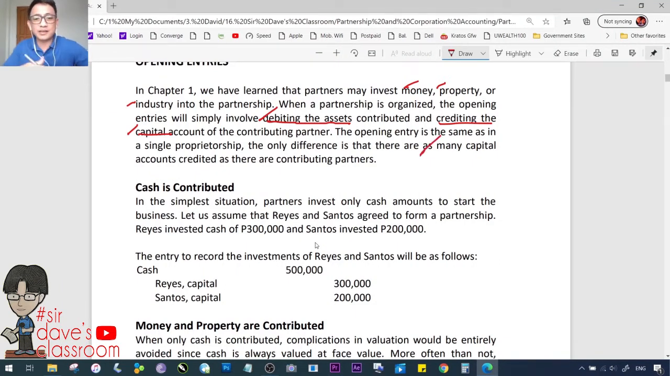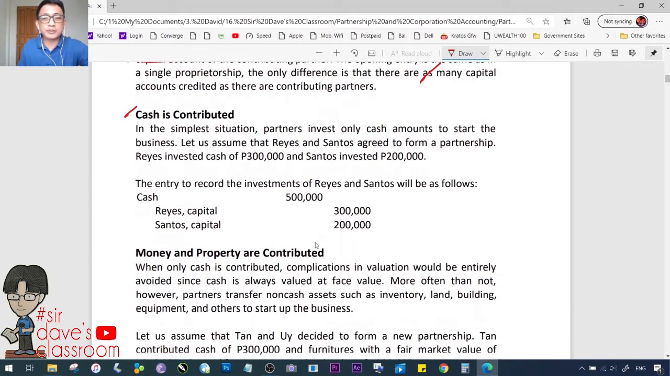So kung madami sila, edi madaming credit sa capital accounts. Cash is contributed. What if cash is contributed? Madali lang. Yan ang pinaka-simple situation. Simplest situation that may happen pagka nag-organize ng partnership, pag binigay cash. Okay? Partners invest only cash amounts to start the business, cash contribution. Let us assume that R and S agreed to form a partnership. Reyes invests cash of 300,000 and Santos invested 200,000.